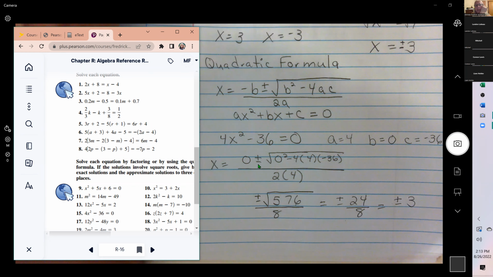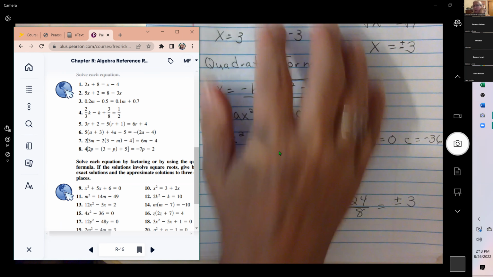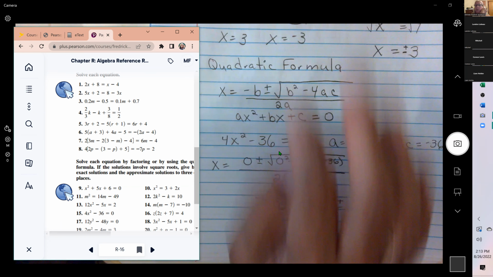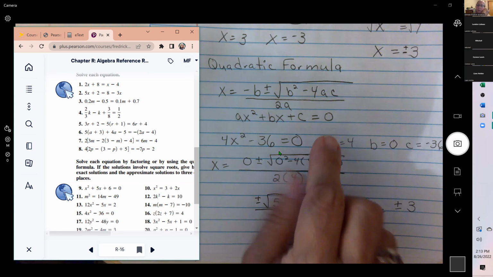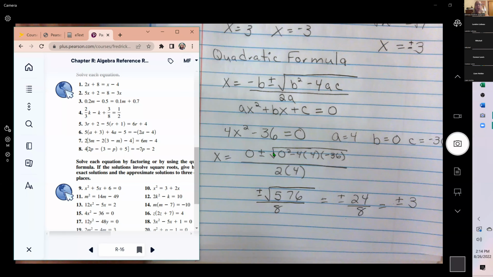So this method is important. The other two, I always try factoring. If I can't factor, then I go to the quadratic formula. So if the numbers are too big and you can't figure out a factor, this always works. And it always takes the same amount of time. Any questions on that one?